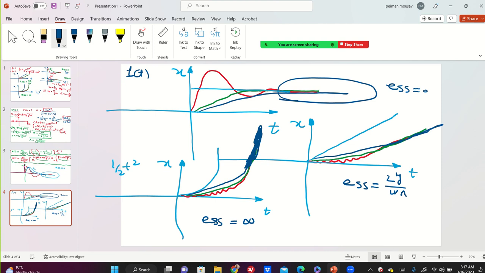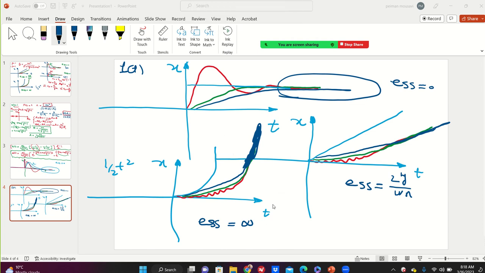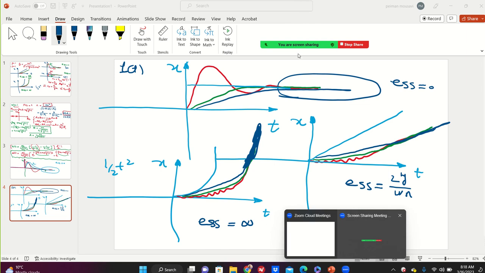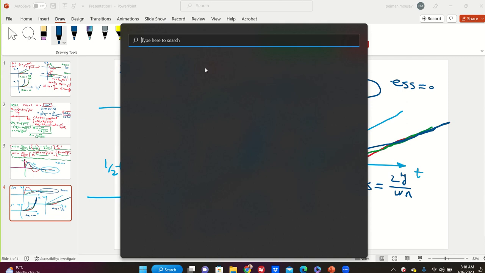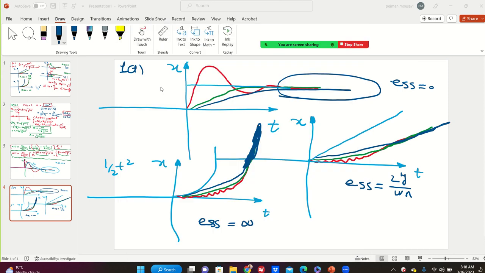So let's go to Simulink. Guys, can you see me? Yes? Are you here, everybody? Yeah. Okay, I thought that my computer was acting strange.